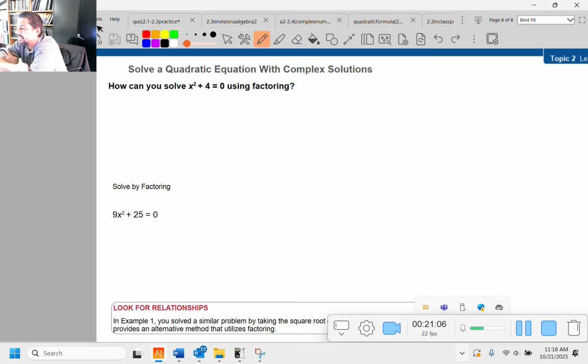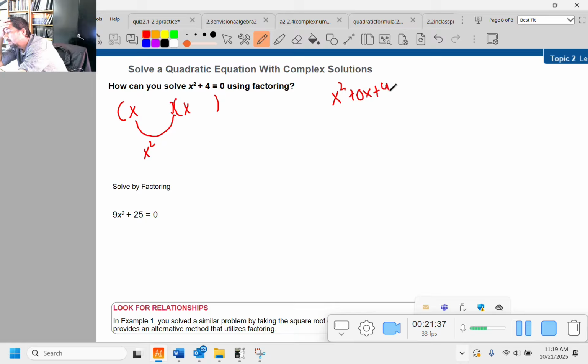Anywho, last slide. How can you solve x squared plus 4 using factoring? It's a little harder to do, to be quite honest with you. This is a monomial, well, whatever. It's a binomial, it's got two pieces. It's going to factor with a double set of parentheses. Everybody should know that those two create x squared. That's the goal. Maybe think of this as x squared plus no x plus 4. The outside pieces have to make 4, and it's positive 4, but add to 0.